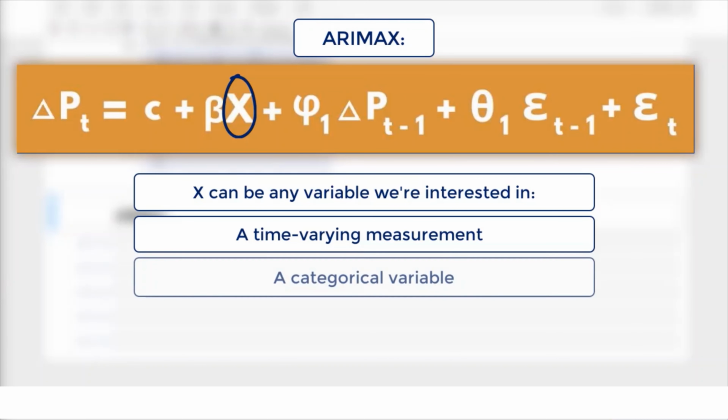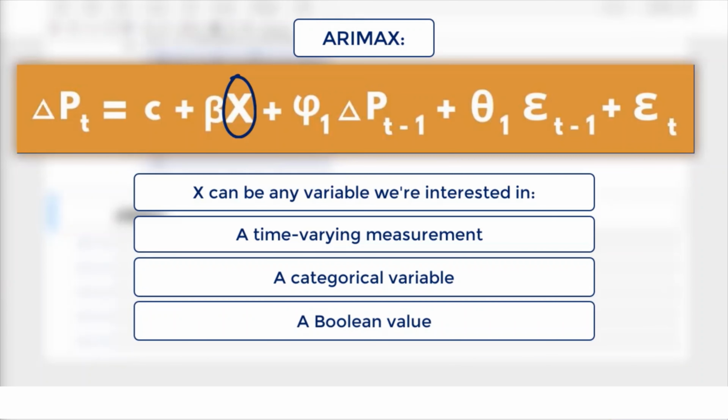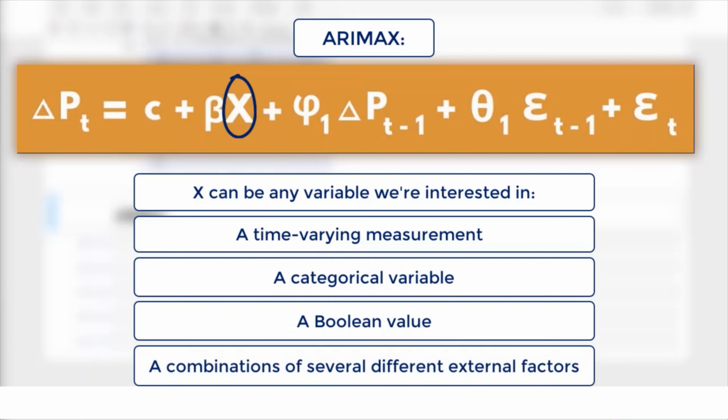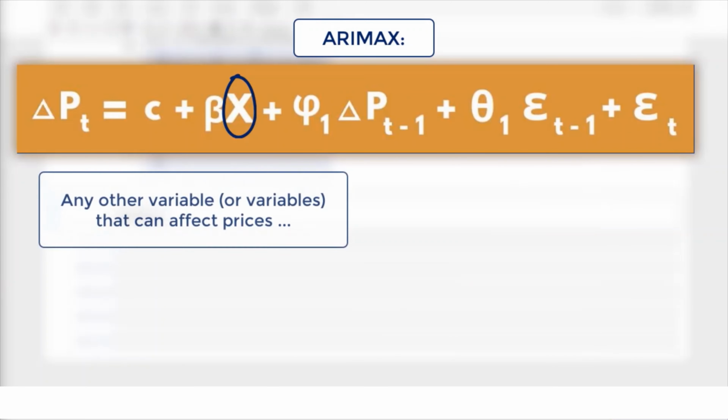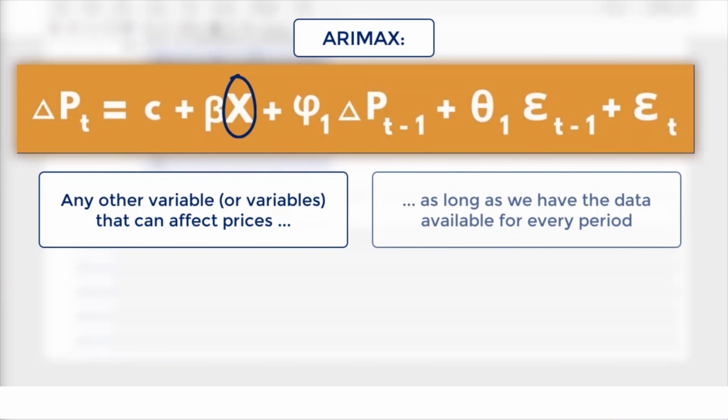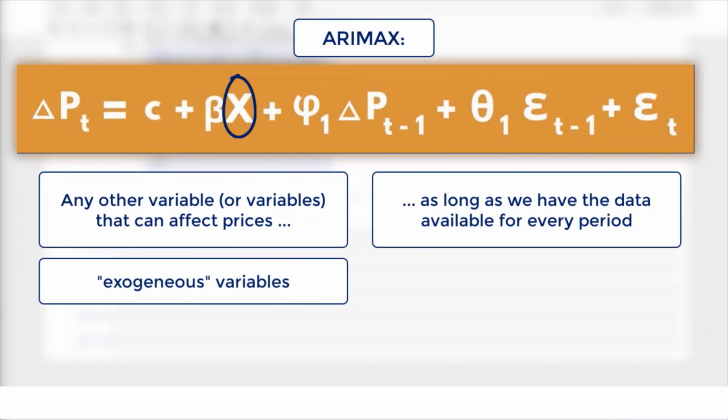It can be a categorical variable separating the different days of the week. It can also be a Boolean value accounting for the special festive periods. Finally, it can stand for a combination of several different external factors. The idea is that it can be any other variable or variables that can affect prices, as long as we have the data available for every period. Such outside factors are known as exogenous variables in our regression.